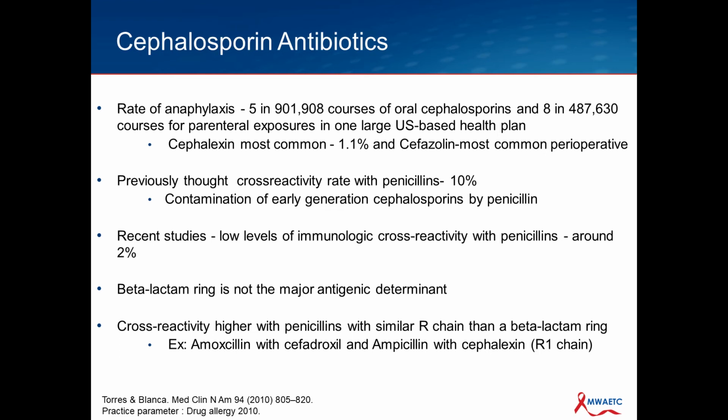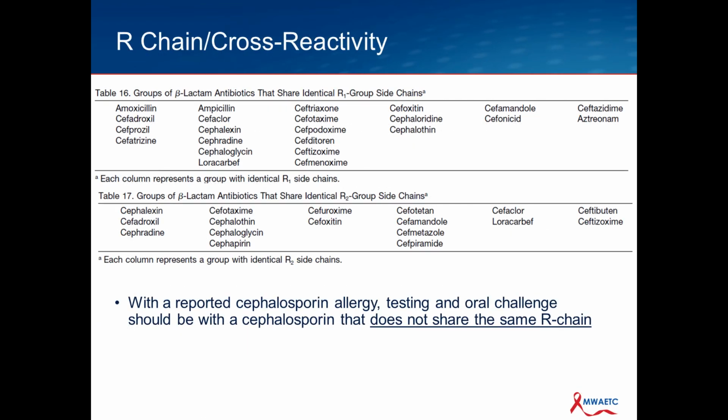This is because the beta-lactam ring is not the major antigenic determinant. The cross-reactivity may be higher with penicillins with a similar R chain rather than the actual beta-lactam ring. For example, amoxicillin has cross-reactivity with cefadroxil and ampicillin with cephalexin because of the common R1 chain. So here is the list of cephalosporins based on their R chain cross-reactivity. Whenever there is a history of allergic reaction to a cephalosporin, we test and do the oral challenge with a cephalosporin that does not share the common R chain, depending on what the history is.